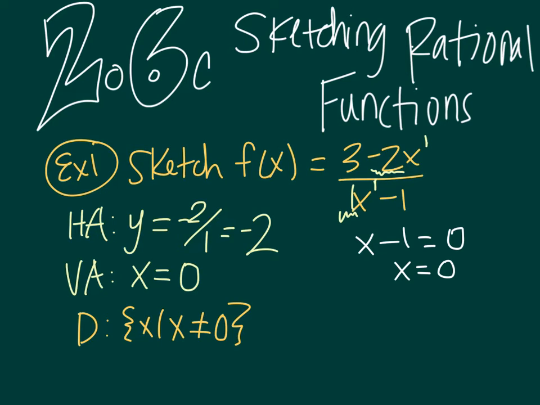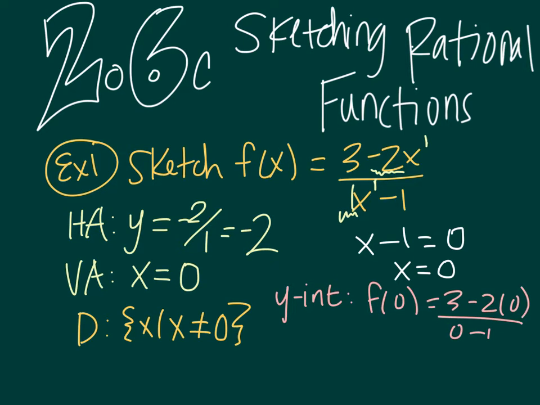Other helpful points would probably be some intercepts, like a y-intercept or an x-intercept. Let's do the y-intercept first. The y-intercept is when you plug 0 into the function, like f of 0. That's going to be 3 minus 2 times 0, over 0 minus 1. So I have 3 over -1, so I have -3. My y-intercept is at (0, -3).